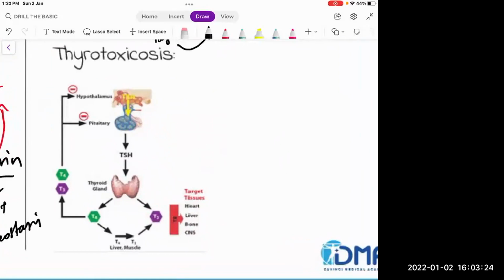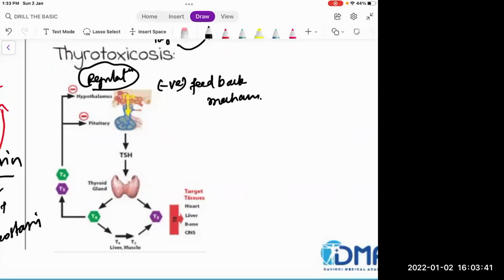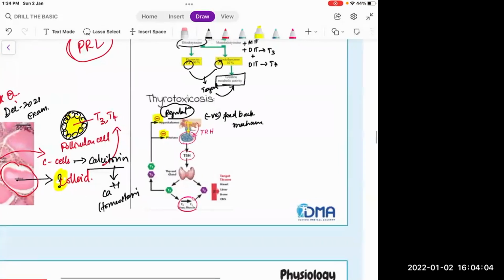So coming to the regulation of thyroid hormones. We have seen this in the example of the negative feedback mechanism. From the hypothalamus, you get thyrotropin releasing hormone, which acts on the pituitary gland to release TSH, and TSH will release T3 and T4. If T3, T4 is in excess, it will give an inhibitory signal to the hypothalamus and pituitary gland and it will rectify it. The same way it is being regulated.